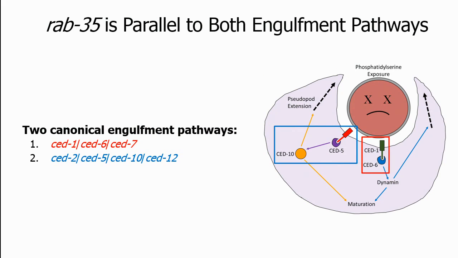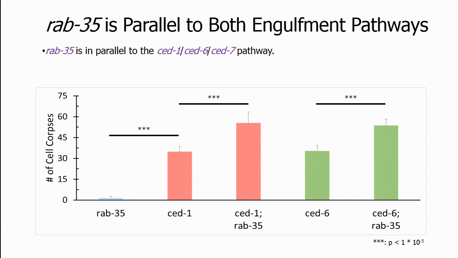Because the effect of RAB-35 is parallel to both SED1 and SED5, we suspected it might be separate from both canonical engulfment pathways. SED1 represents the SED1, SED6, SED7 pathway, whereas SED5 would represent the SED2, SED5, SED10, SED12 pathway. We tested multiple components of each pathway, and when we performed epistasis analysis, we see that loss of function of RAB-35 significantly increases the number of apoptotic cell corpses that we observe. So it enhances the SED phenotype in both SED1 and SED6 backgrounds.